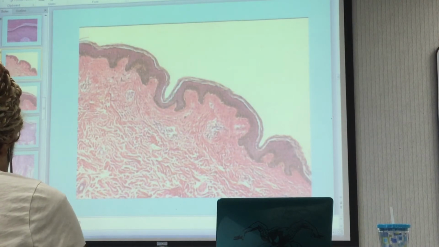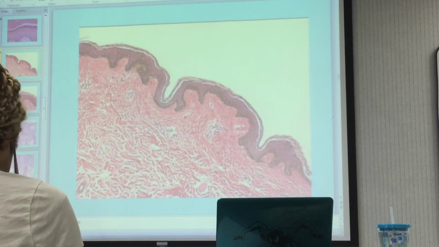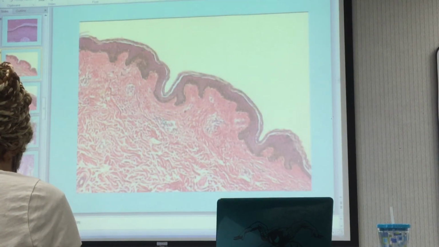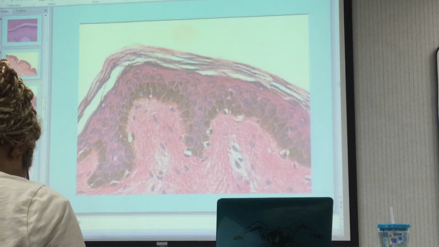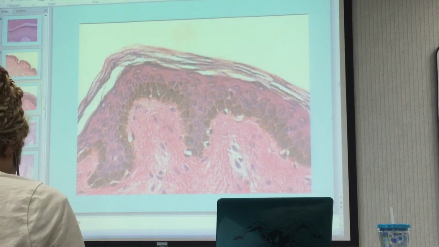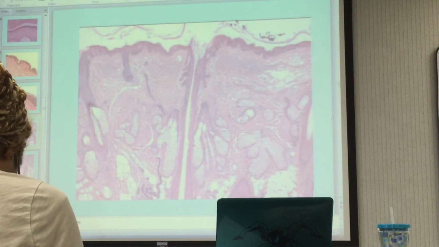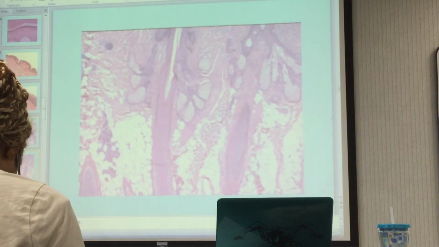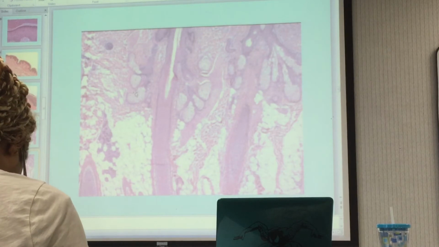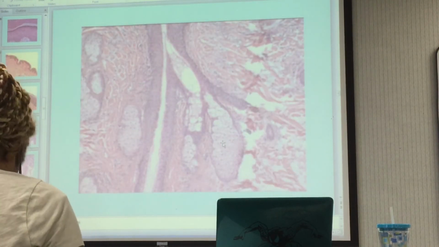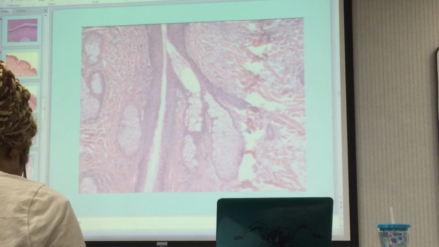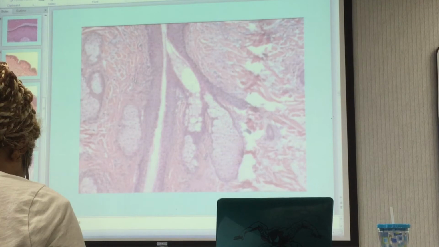Is this the thin skin or the thick skin? What do you think? Thin skin. Good job. Somebody knows. What is this layer? Stratum basale. What are these things here? You don't know? Sebaceous gland. Okay? How about this thing here?